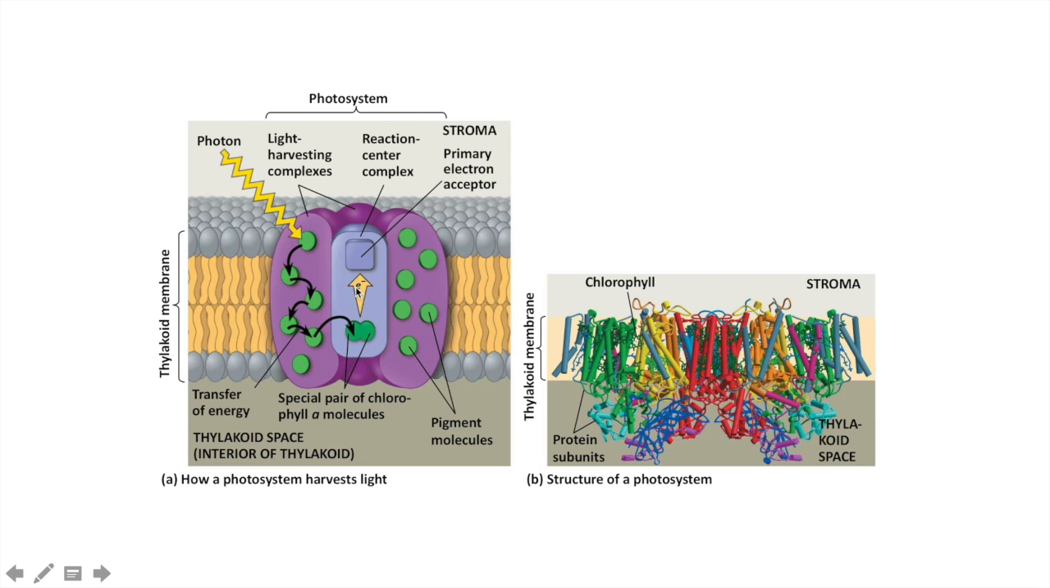And those very high energy electrons can then be transferred to this thing called a primary electron acceptor. And this primary electron acceptor is a very, very powerful oxidizing agent. And I'll tell you how powerful in a second. But over here, this is a ribbon model showing the different proteins and chlorophyll molecules that are all bound up in that photosystem.